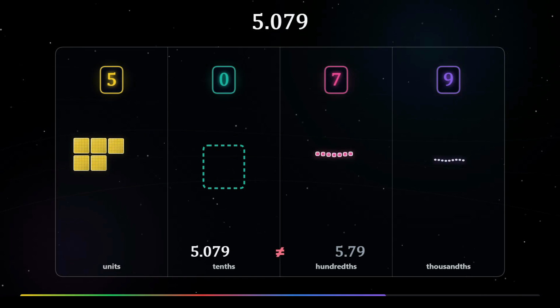5.079 is not the same as 5.79. In 5.079, the 7 is worth 7/100ths. In 5.79, the 7 is worth 7/10ths. 7/10ths is much larger than 7/100ths. That 0 changes the place of the digits after it.